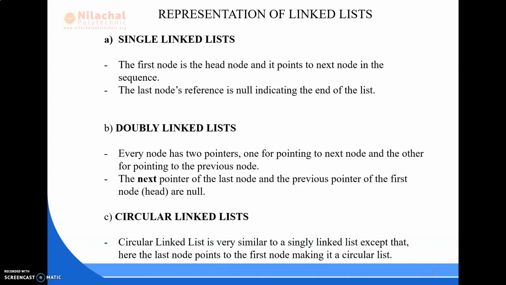In a double linked list, every node has two pointers, in which one points to the next node of the list and the other points to the previous node of the list. The next pointer of the last node and the previous pointer of the first node are null. Lastly, we have the circular linked list. It is almost similar to the single linked list, except that here the last node points to the first node, making it a circular list.